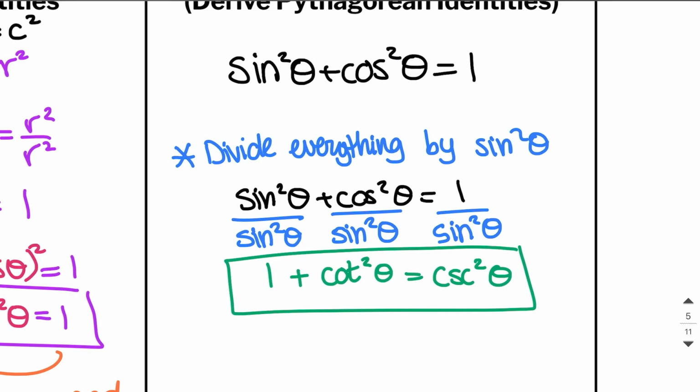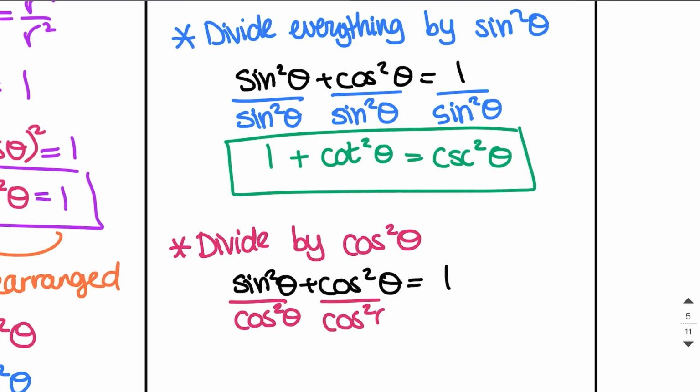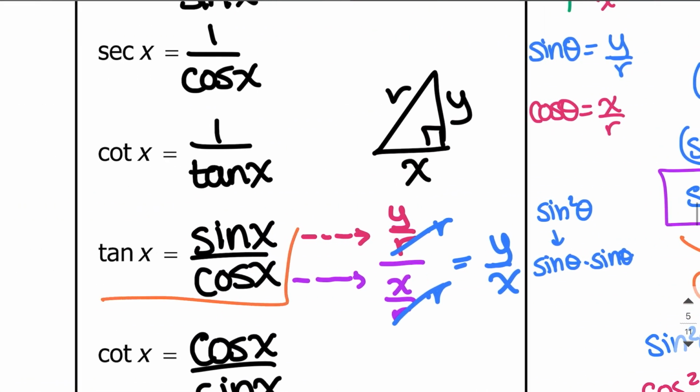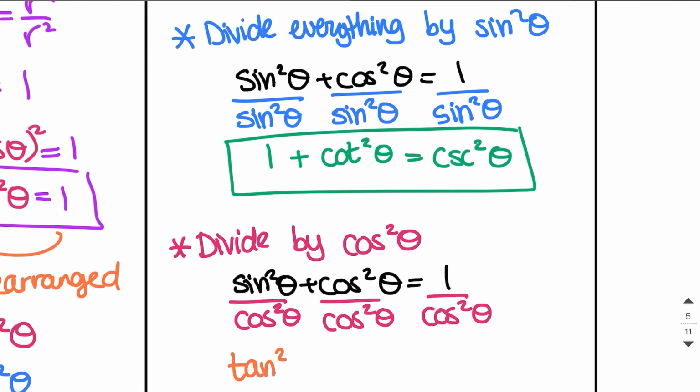And then the last option that we have is to, instead of dividing everything by sine squared theta, divide everything by cosine squared theta. So again, we start with sine squared theta plus cosine squared theta equals 1. And then I'm going to divide everything through by cosine squared theta. So right here, we want to figure out what sine squared theta divided by cosine squared theta is. Well, we know that sine divided by cosine is tan, so sine squared divided by cosine squared is tan squared theta. So here we can say that this is tan squared theta.